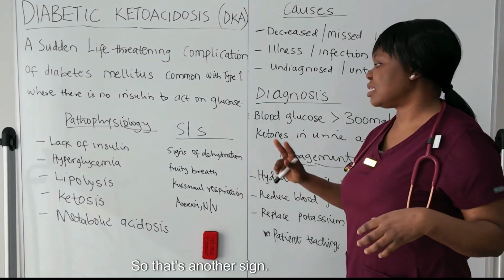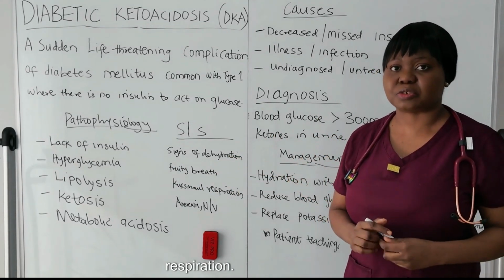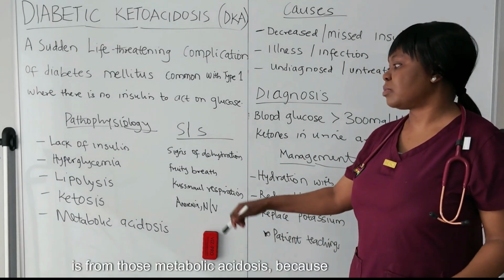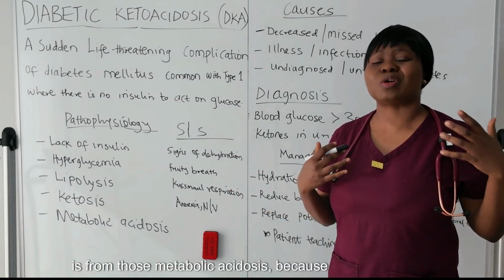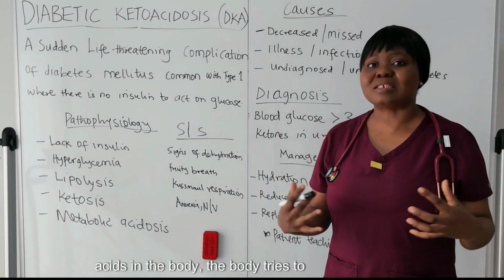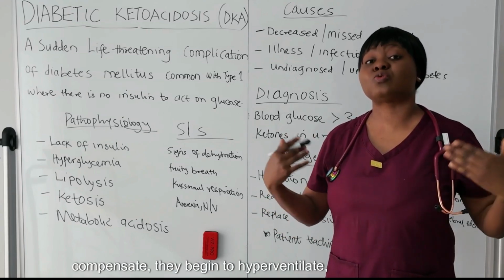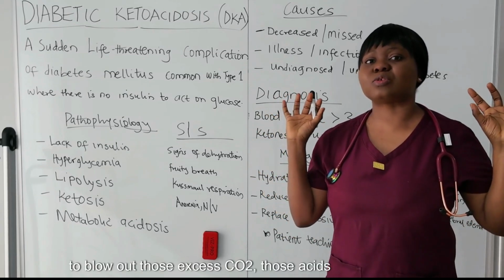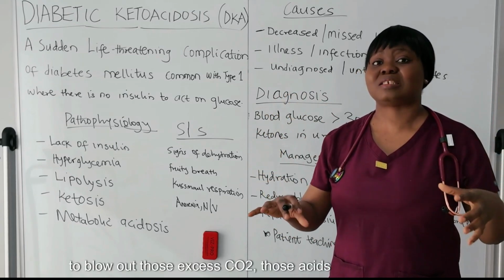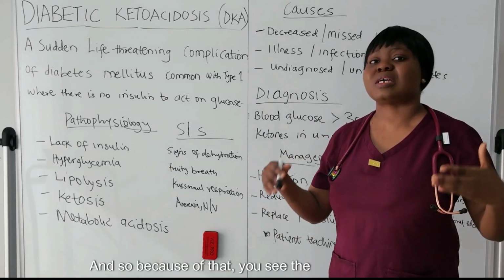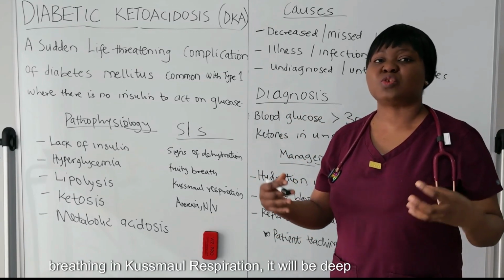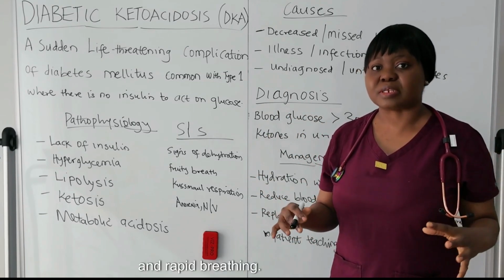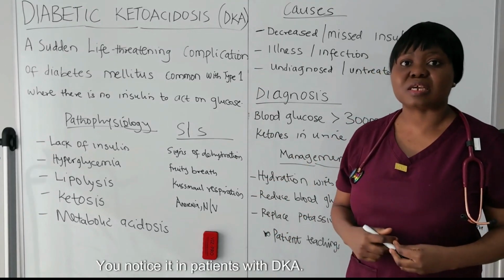That's another sign. And then there's what we call Kussmaul respiration. This one is from the metabolic acidosis. Because of the excessive acid in the body, the body tries to compensate. They begin to hyperventilate to blow out the excess CO2, those acids, from the body. Because of that, you see the breathing in Kussmaul respiration will be deep and rapid breathing. You notice it in patients with DKA.